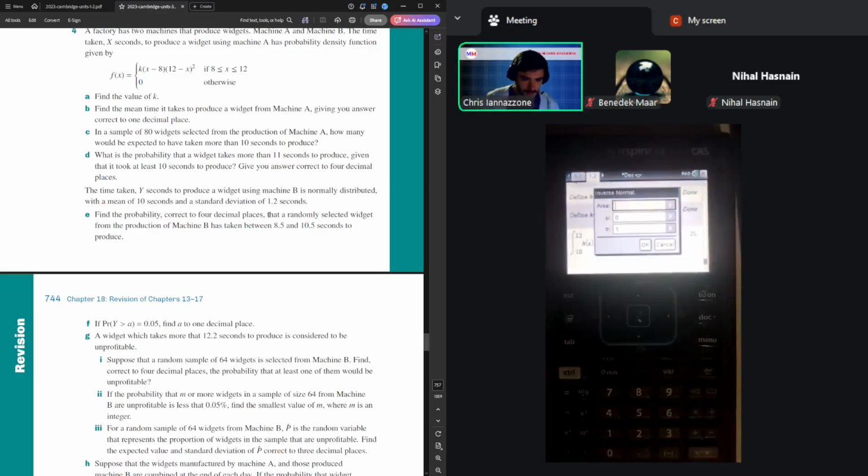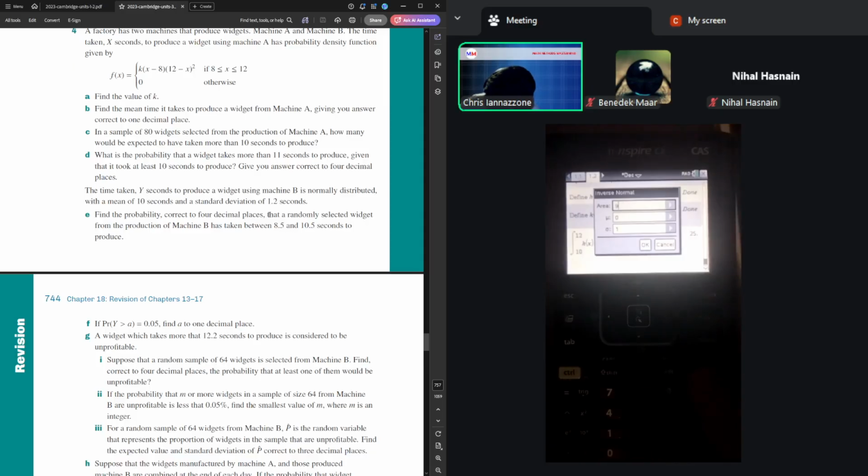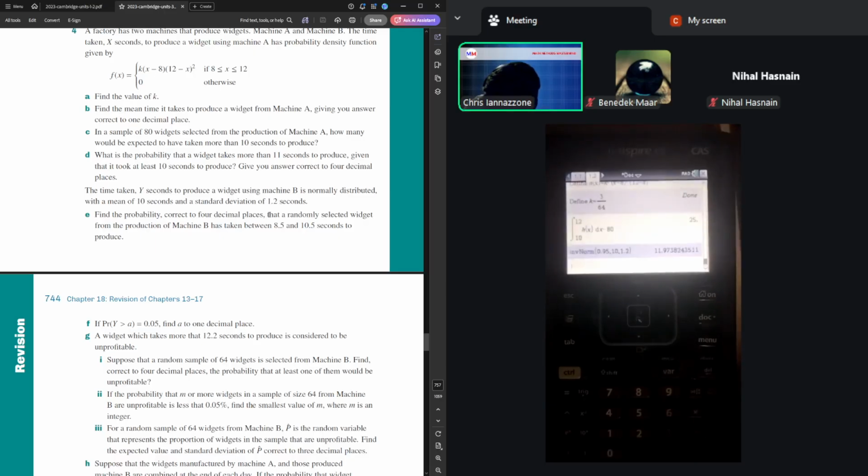Only thing, at least with this, with TI-Nspire here, is that we have to make sure the probability is pointing left. This one is pointing right, because it's greater than A, everything right of A. So we have to flip that area to 0.95 instead. 0.95, mean of 10, standard deviation 1.2. That's going to get us 11.97.